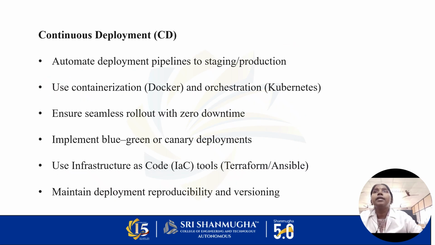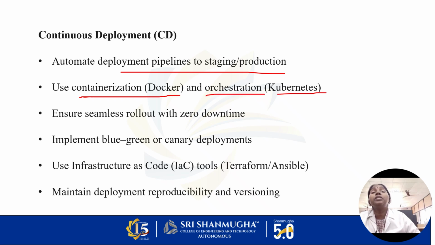And next, continuous deployment. So automate deployment pipelines to staging and production using containerization, mainly Docker, and orchestration done by Kubernetes. We are using these tools. Docker is one kind of tool, and Kubernetes is also a tool. Docker is done by containerization, and Kubernetes is done by orchestration.